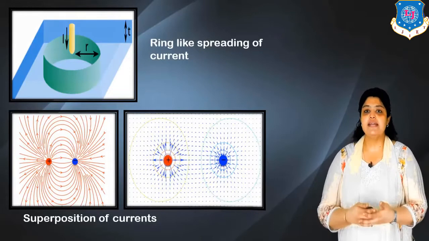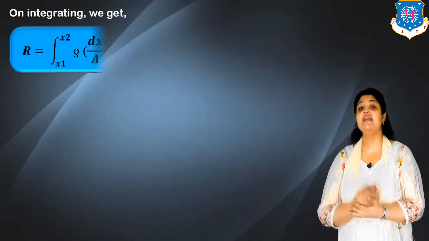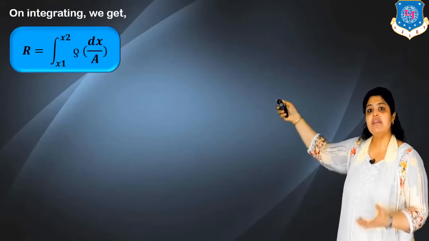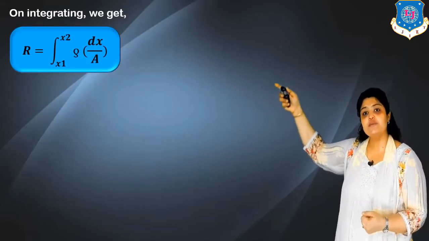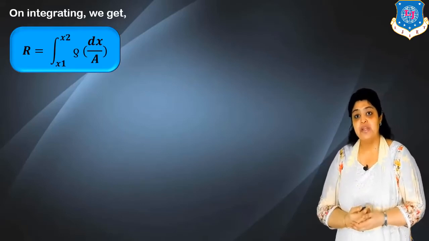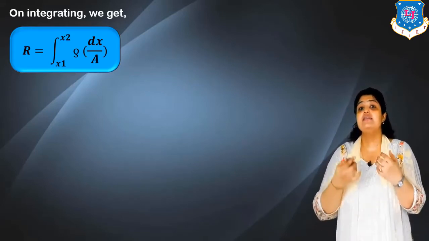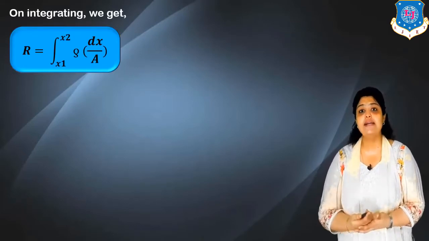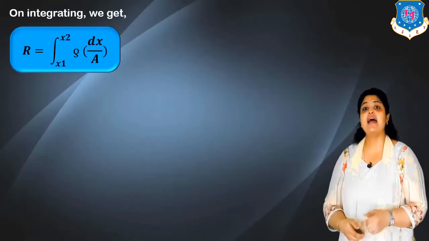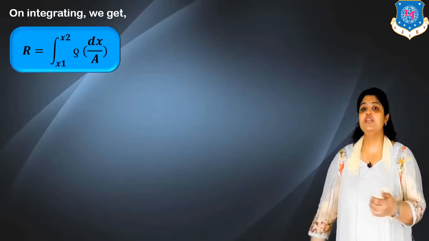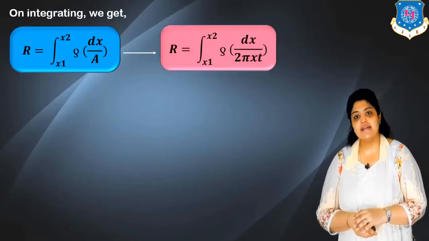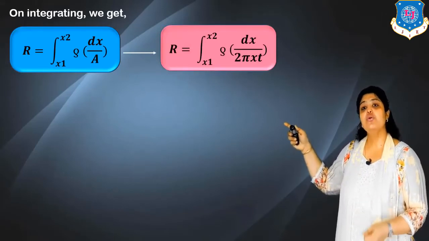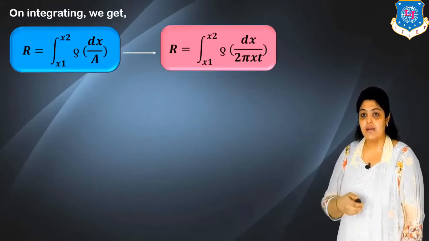Now let us start with the derivation part. So we have defined dr as rho dx by A. On integrating, we get r is equal to integration x1 to x2 rho dx by A. As I just mentioned, the spreading of current is in the form of a ring or a hollow cylinder, so we define area as the area of a hollow cylinder, which is 2 pi xt. So r will be equal to integration x1 to x2 rho dx upon 2 pi xt.